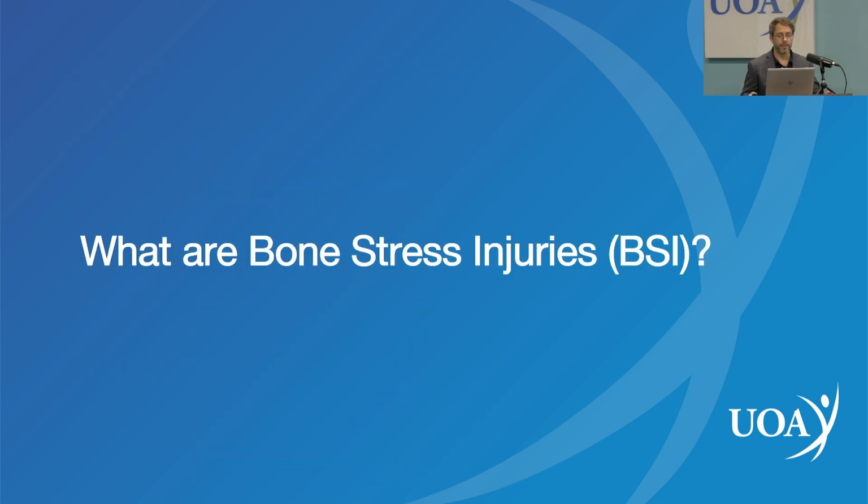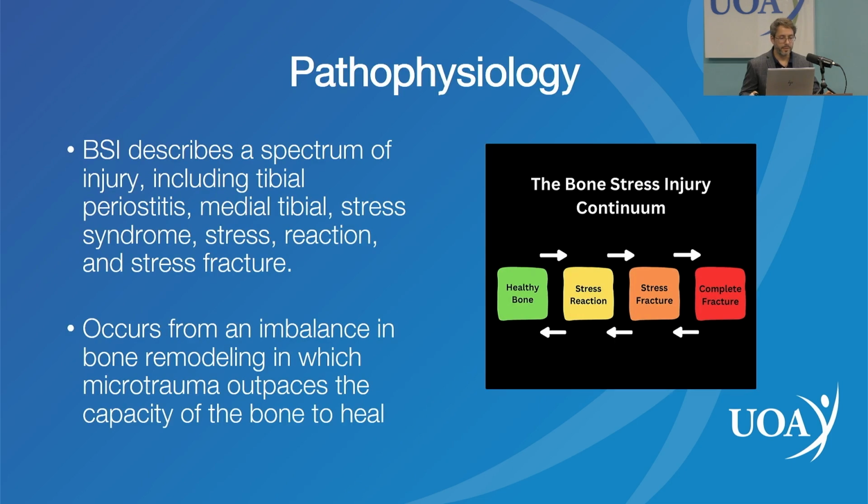What are bone stress injuries? These describe a spectrum of injuries, including tibial periostitis, medial tibial stress syndrome, stress reactions, and fractures. And this is all, again, a spectrum of disease that happens as the intensity of the activity worsens. This occurs from an imbalance in bone remodeling in which microtrauma outpaces the ability of the bone to heal.